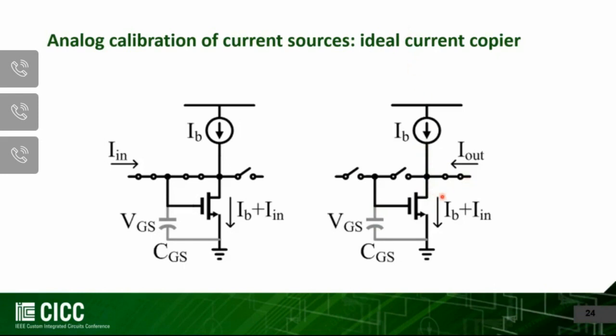Basically, you can think of this as a current mirror where the same device has been used as the input device of the mirror in the first phase and as the output device in the second phase. Another way to look at this circuit is as an analog memory that stores the input current IN into CGS.